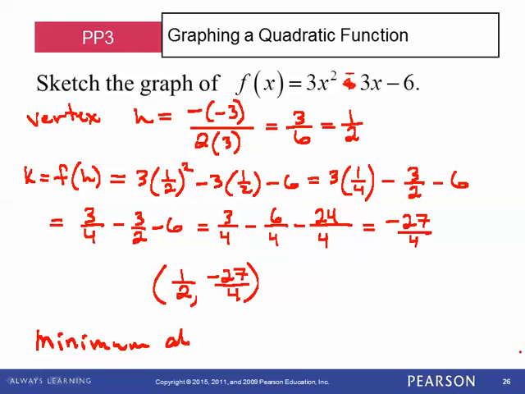Cool. And then, everybody okay with this here? The vertex is the minimum value since the graph is going up, and the value at that minimum point is negative 27/4. All right, so intercepts. Let's go for it here. X-intercept: we plug in f of x as equal to 0, and we have to factor and solve if need be.